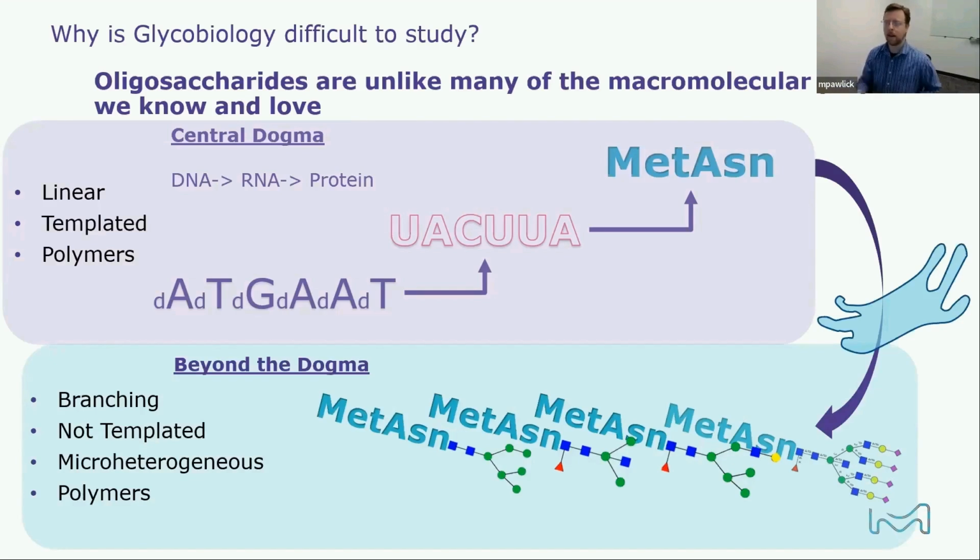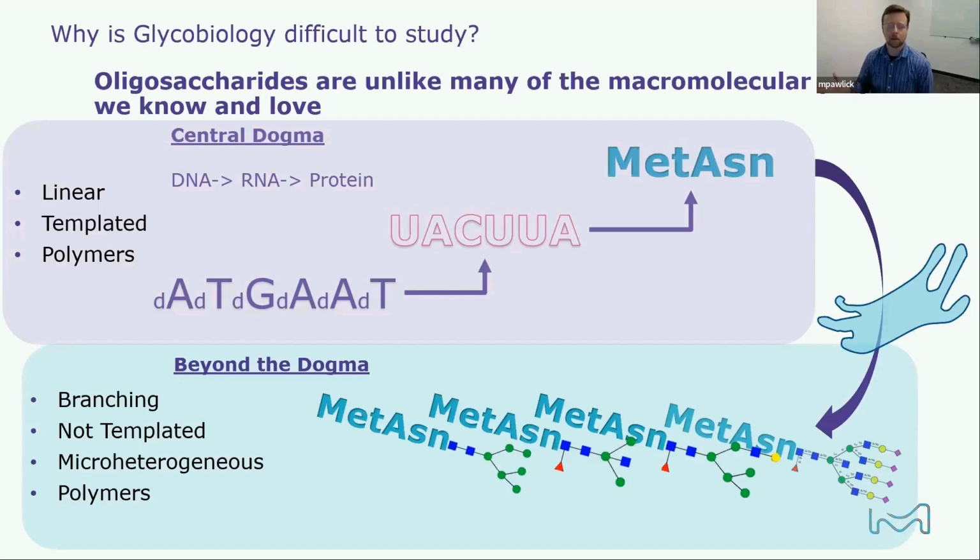Now I wanted to give you an idea of why glycobiology is so difficult to study. What's the big deal? The oligosaccharides may be unlike many of the macromolecules we're used to studying. We're all familiar with the central dogma of molecular biology, where DNA is the template for RNA, and RNA is the template for protein. Much of the phenotypic characteristics we see are a result of regulation of transcription or translation along that sequence of events. All of these are linear templated polymers.